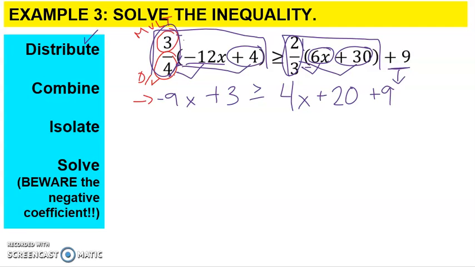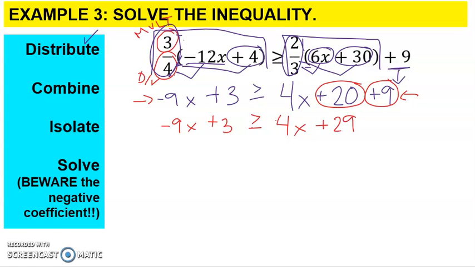All right, now we look for combining. On the left side, there's not like terms, so I'm just going to bring all of that down. On the right side, I have 20 and I have 9. Those are both constants. 4x comes down. 20 plus 9 is 29. Combining. Done. All right, we're rocking and rolling. Let's keep going.